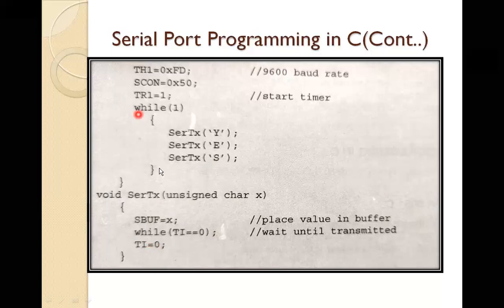But as it is a while loop, it again executes this serial transmit Y character, and control transfers from here to here, and we are transmitting this Y letter again. Then it executes this instruction and control transfers to this subroutine. It executes this E letter and then control transfers to here, and it executes the letter S using this subroutine. So using this while loop, we are continuously transmitting the message, that is YES, continuously, using baud rate 9600.